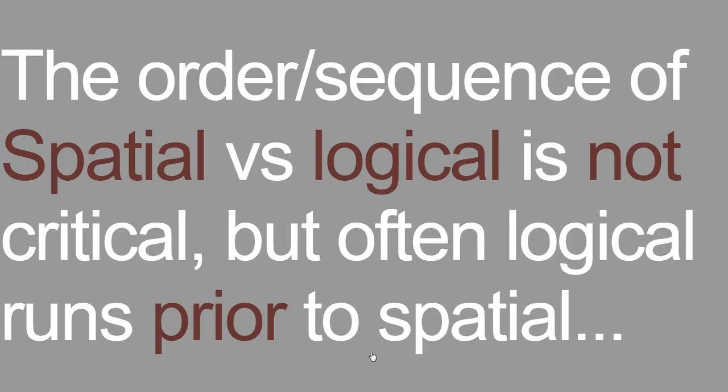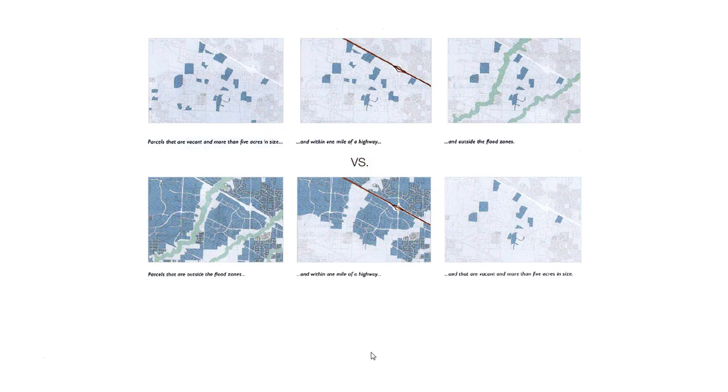Now, the order and sequence of spatial versus logical in suitability analysis is not particularly important, but usually we'll run the logical queries before we do the spatial queries. That's the typical process. Okay, so here's two processes that are getting to the same result. On the top, we're selecting parcels that are vacant, and then within 1 mile of a highway, and then that are outside of a flood zone. And we can see our final on the right side is exactly the same parcels as the bottom process.